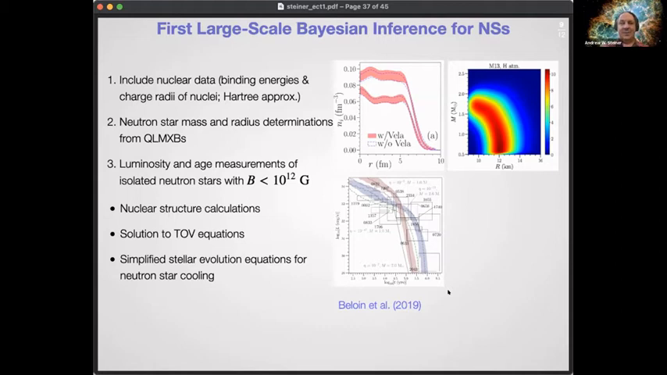Because we have the equation of state, the composition, and all of these astronomical data, it needs a relatively large parameter space. We have a 70-dimensional parameter space. At each point in this 70-dimensional parameter space, in principle, if you wanted to do the full problem, you'd have to do a nuclear structure calculation, the solution to the TOV equations, and then solve the stellar evolution equation several times to do neutron star cooling. Obviously, we have a simplified way of approaching that with a Gaussian emulator.